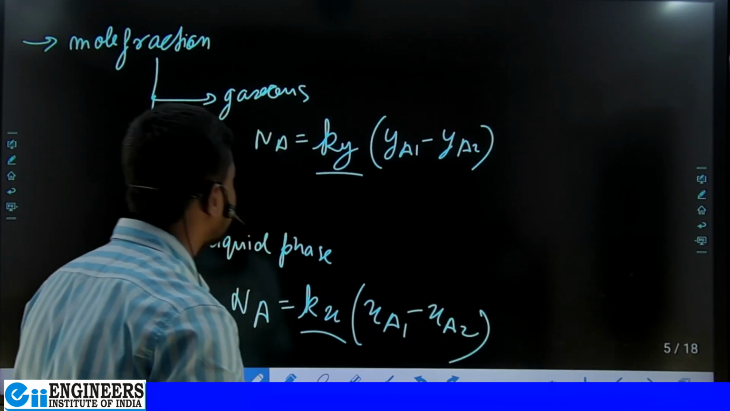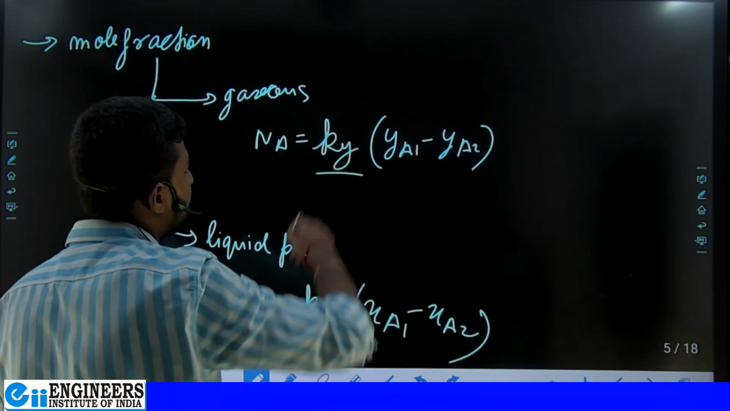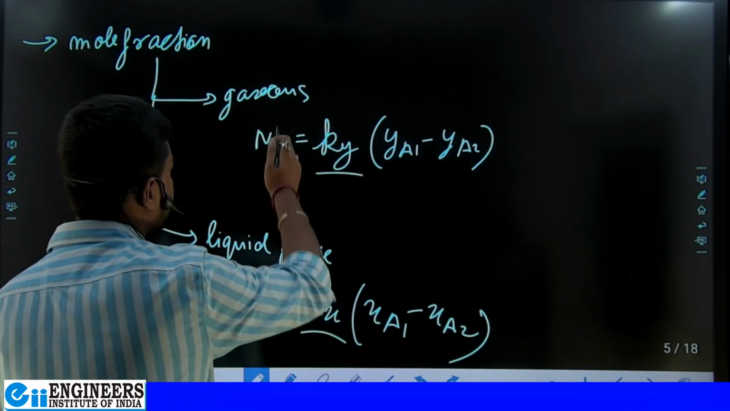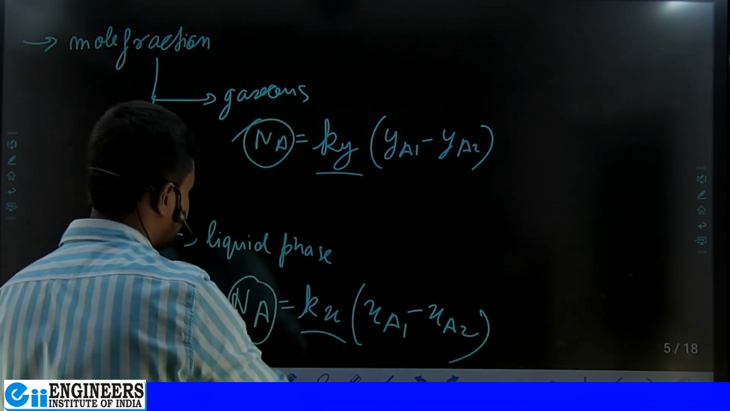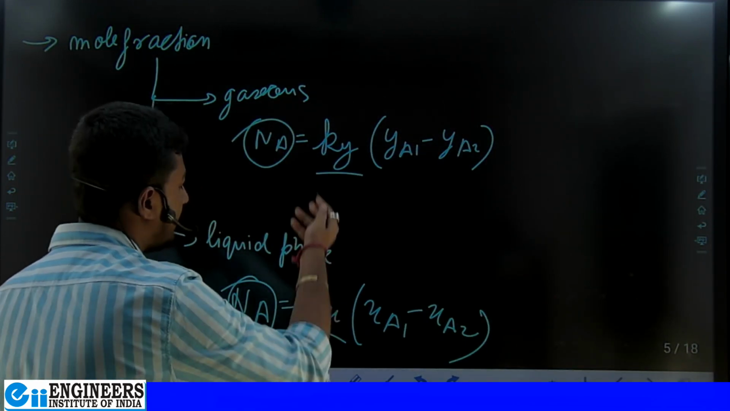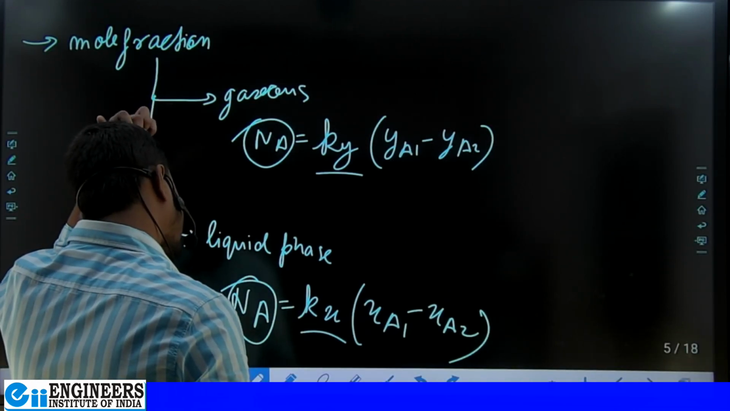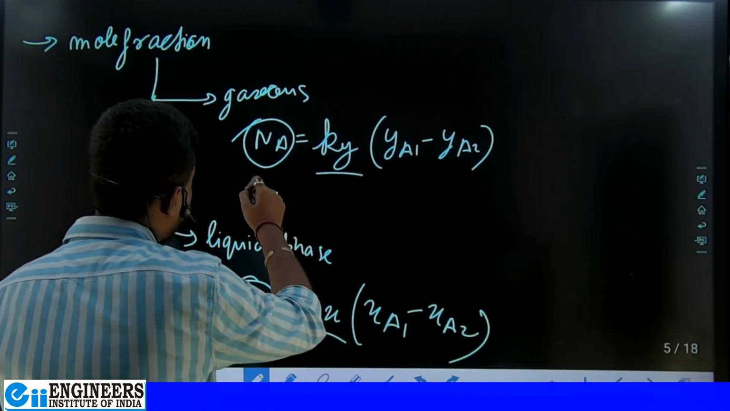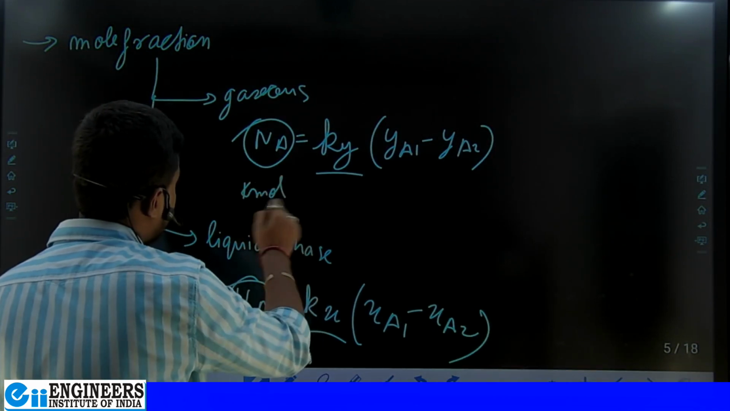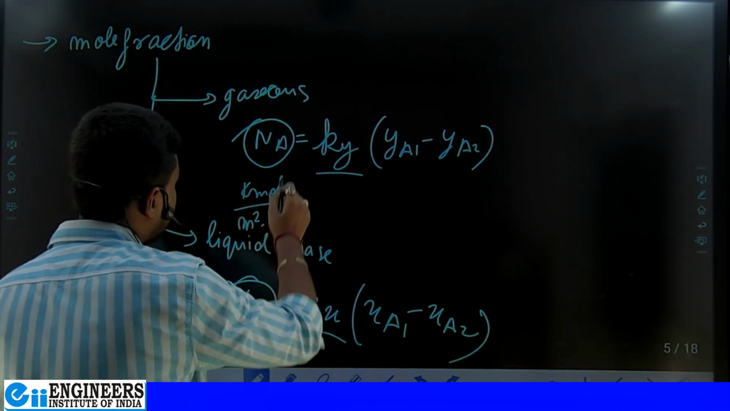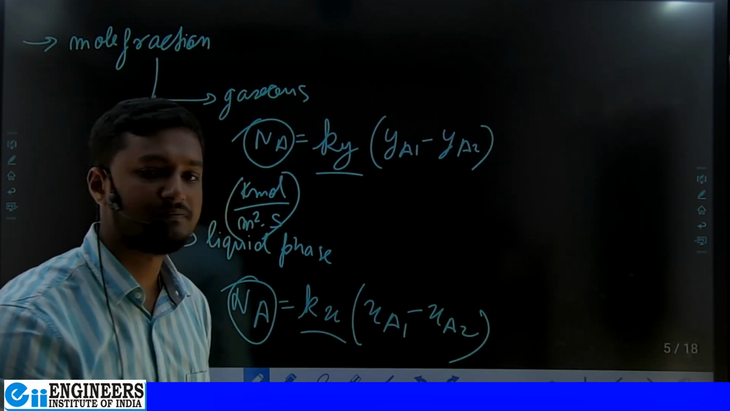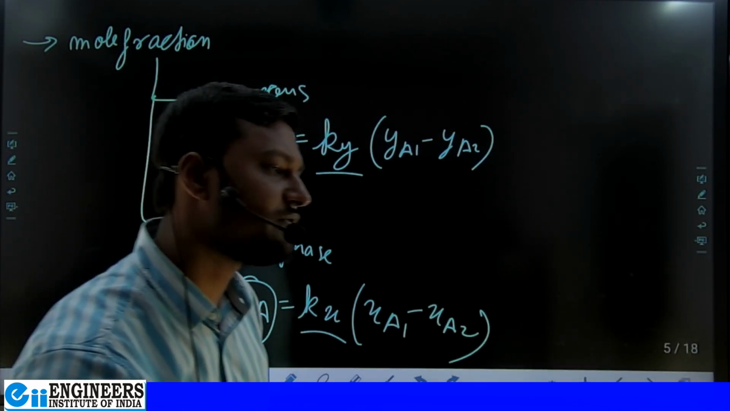Because your mole fractions are dimensionless, the unit of your mass transfer coefficient will be just equal to the unit of your flux. So what are the units of your Ky and Kx? It is just equal to the unit of your flux, that is kilomole per meter square second. Okay, normally. So this is for mass transfer.